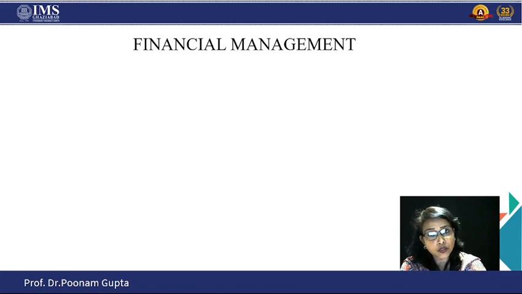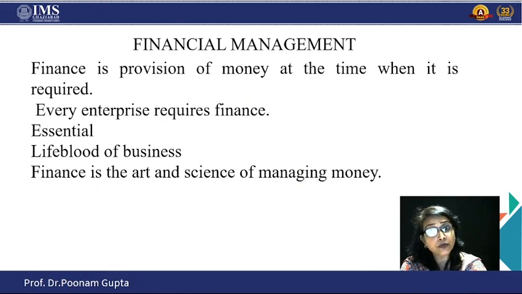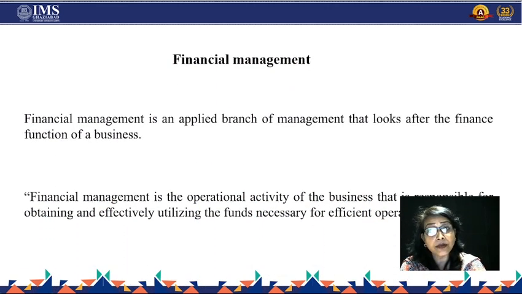Okay, so if we talk about finance, what does it mean? Finance is the provision of money at the time when it is required. Every enterprise requires finance, so this is the essential element for the company. We can say this is the lifeblood of a business, and finance is the art and science of managing money. Now, what is financial management? As we know, financial management is basically the management of finance. What is the definition of financial management? Financial management is an applied branch of management that looks after the finance function of a business.